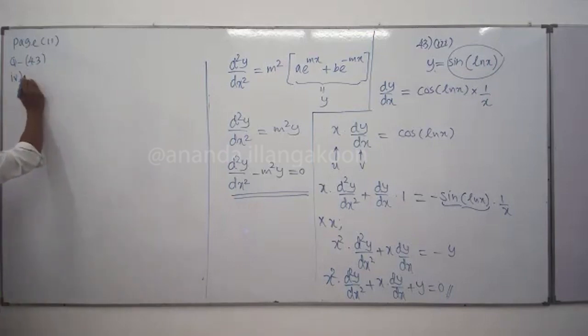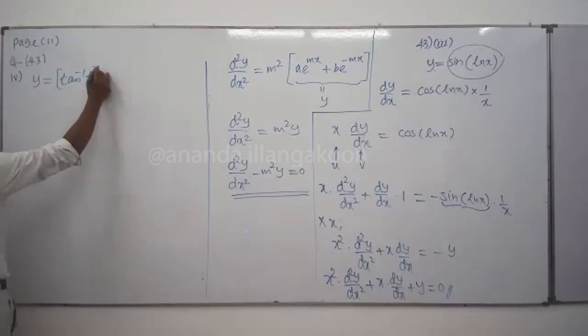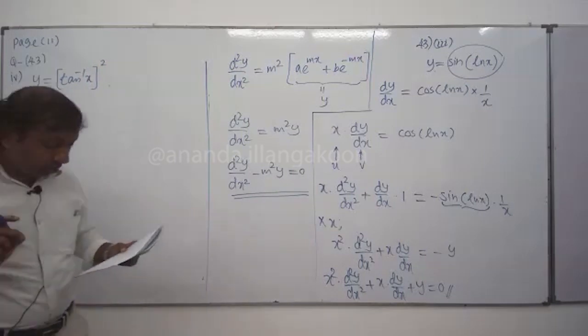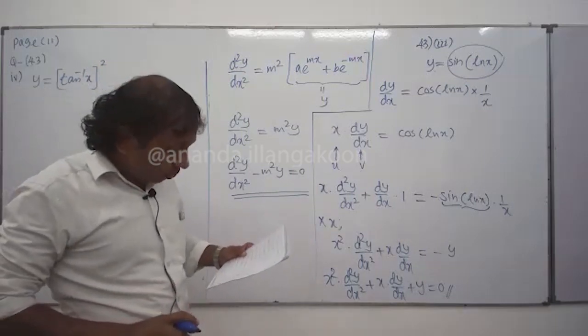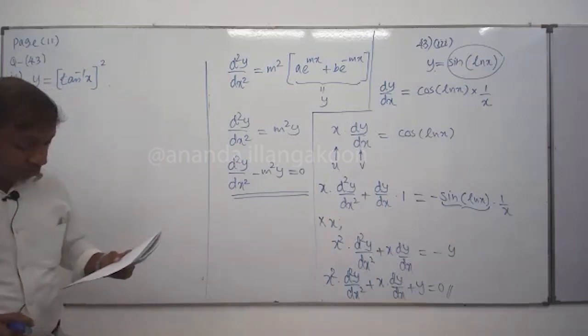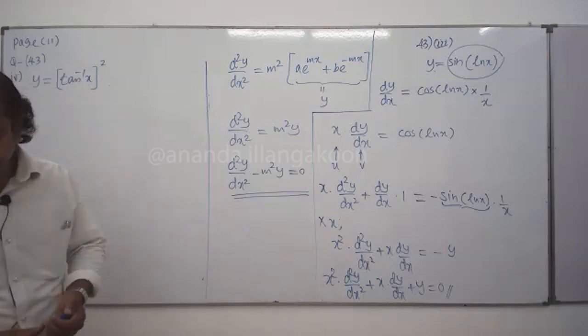Given that y equals tan inverse x whole squared. Ask him to prove that x squared plus 1 whole squared times d2y over dx2 plus 2x times x squared plus 1 dy by dx equals 2. All right, people, I give you 2-3 minutes. Just try this question.